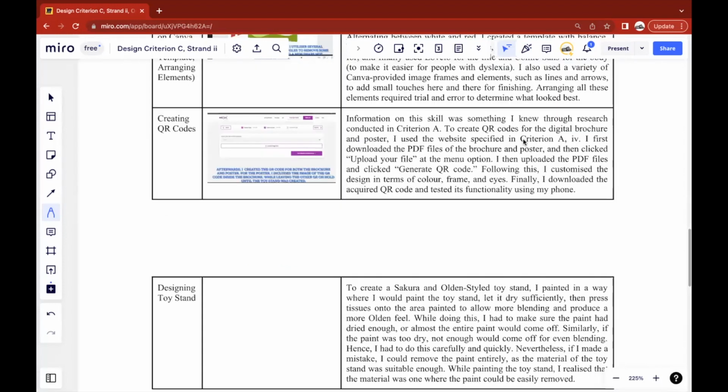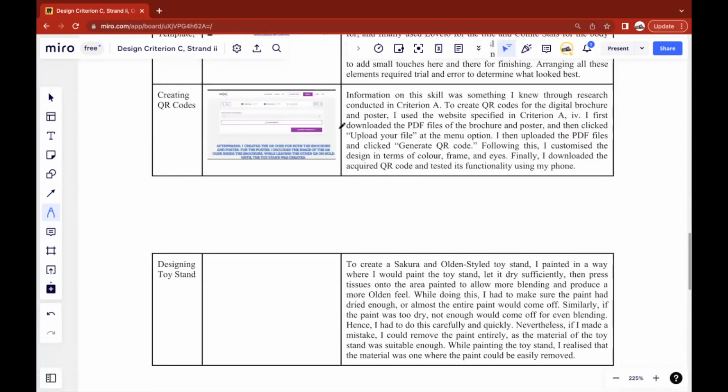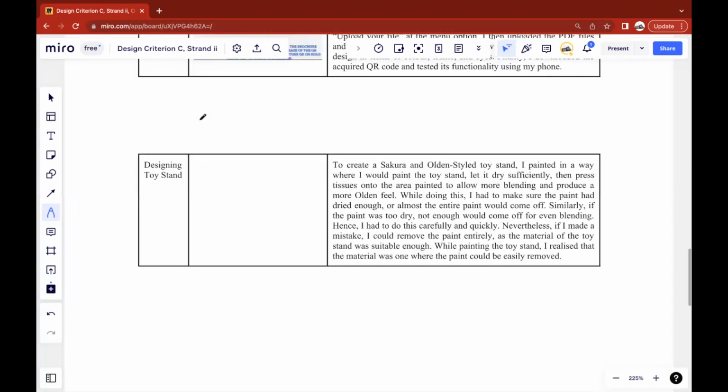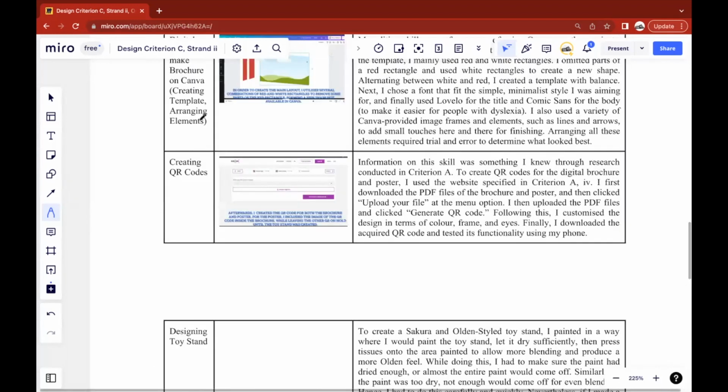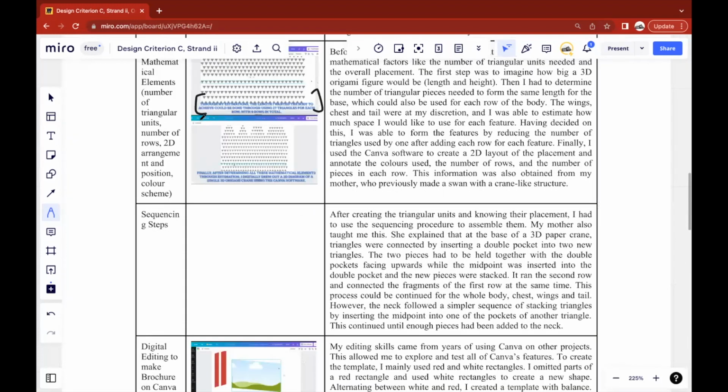Unless you don't have any, like me, I didn't have much due to the nature of my product. I somehow got away with creating QR codes, which I admit is not much of a technical skill. But if you have a product that's more technically advanced, then it would be good to include that as your technical skill. And that's really all there is to this criteria.